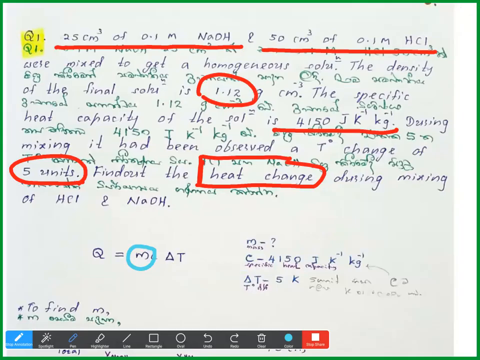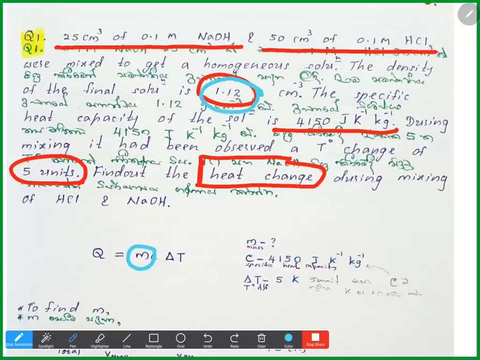How do we calculate mass? This assumption they are using for dilute solution, density of dilute solution equals density of water. But if they have given the density, we're going to use that. If they were not given that, we are using the density of water. But here they were given that density.